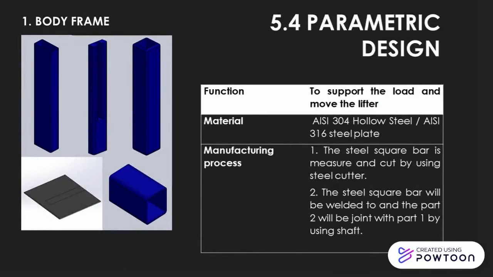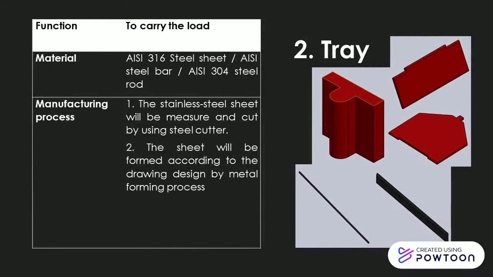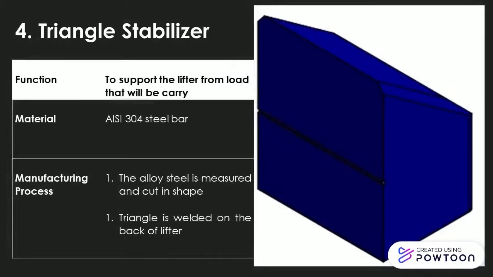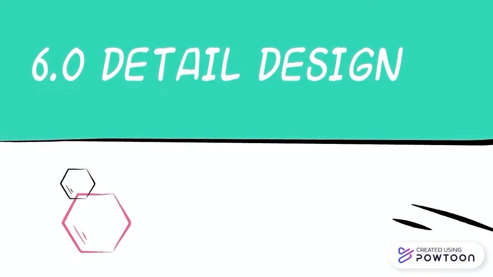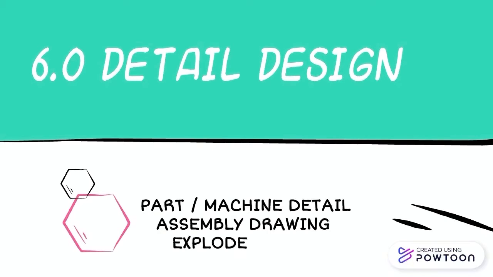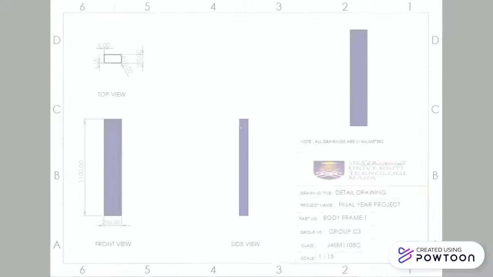Parametric design, body frame. Tray. The third one is pedal. And the last one, triangle stabilizer. Next, there are 29 detail drawings for every part.